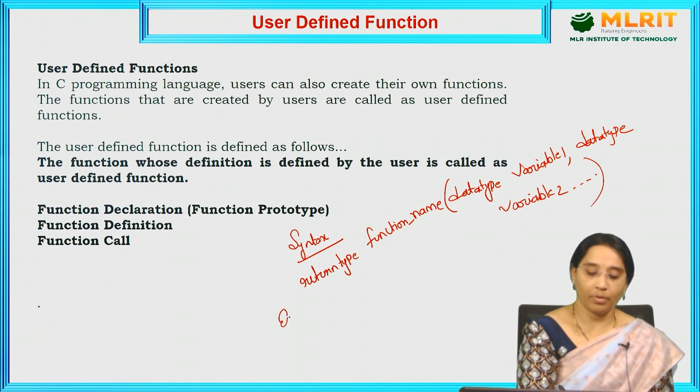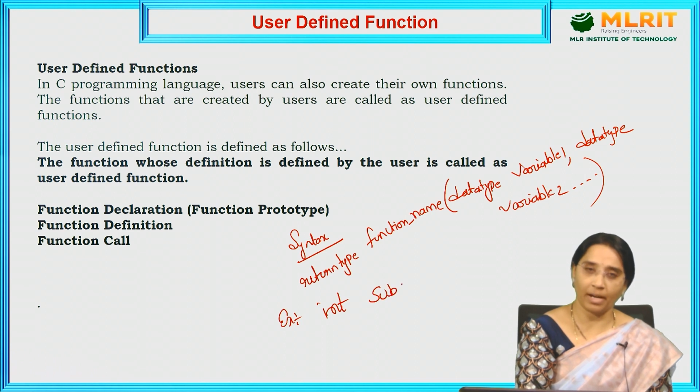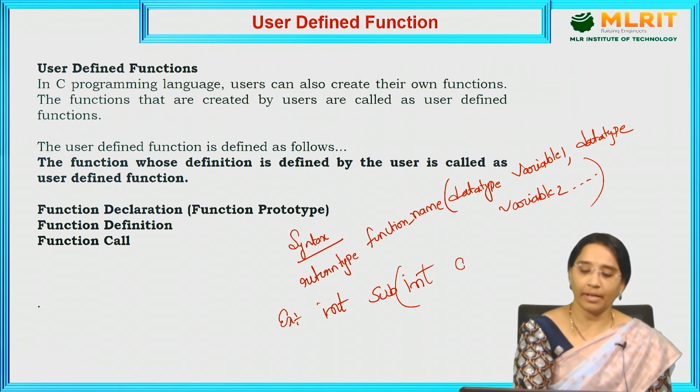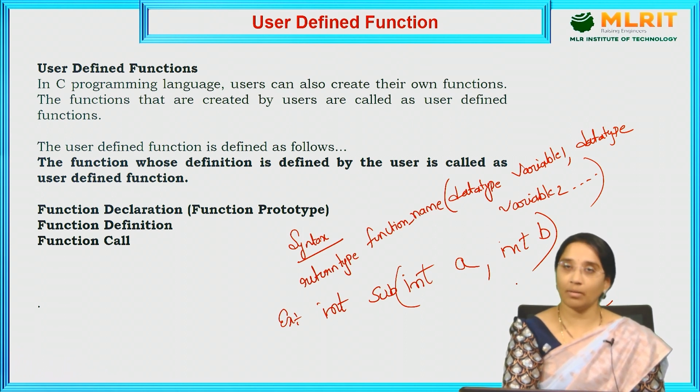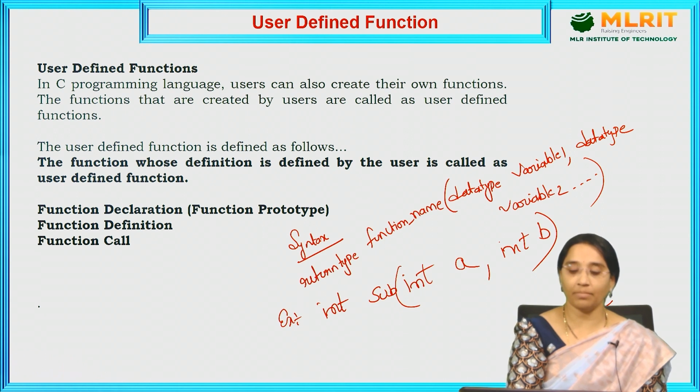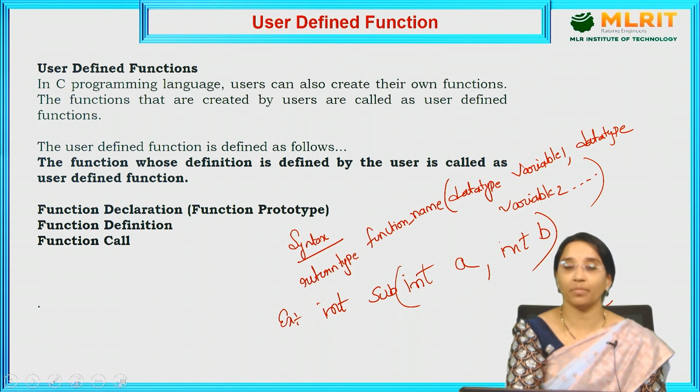So example, int function name sub. For subtraction I am writing the data type int. How many inputs have we taken? A and B, 2 inputs. Int A, comma, int B. See, only the input parameters we will pass as the arguments. Int sub of int A, comma, int B. So this is function definition. Function definition and function declaration both must match.